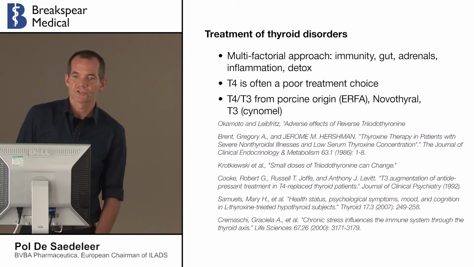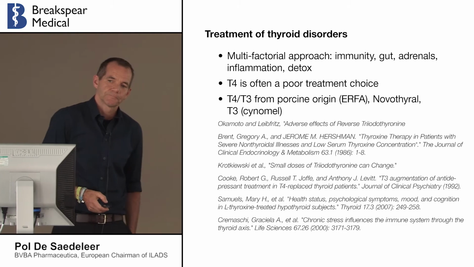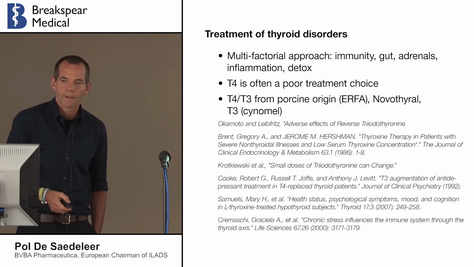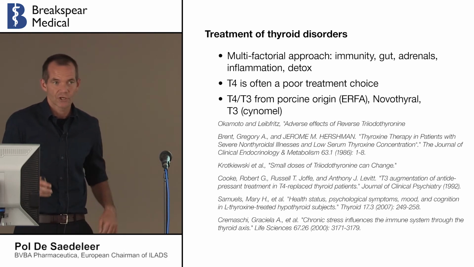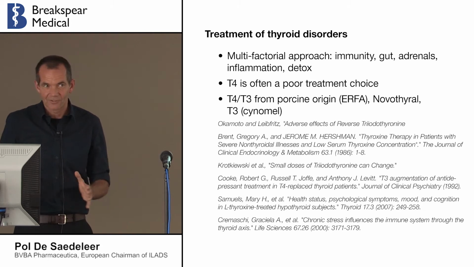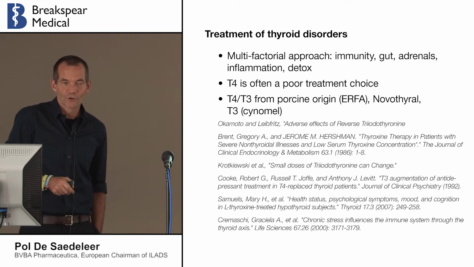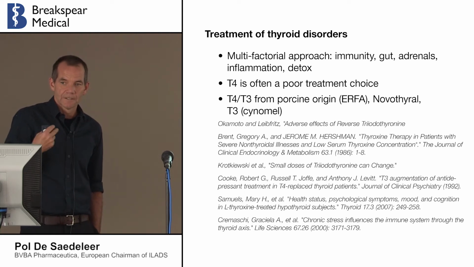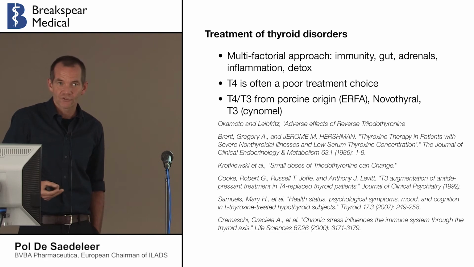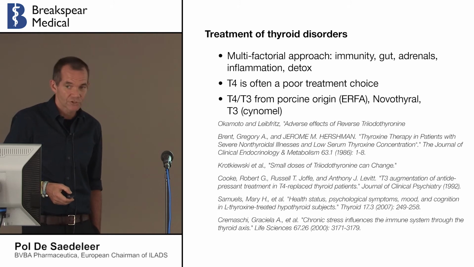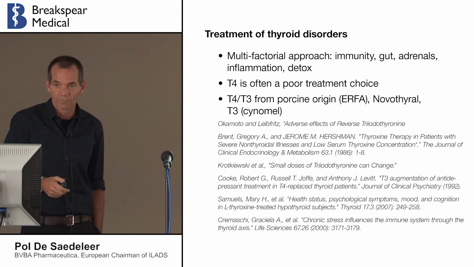What are the treatment options for thyroid disorders? We need a multifactorial approach. So don't just look at the thyroid, but look at the complete system. Integrative, functional approach are necessary. So take care of the immunity, the gut, adrenals. Make sure you decrease inflammation, upgrade detox. T4 is often a poor treatment choice. We need T3. T3 is the active form.